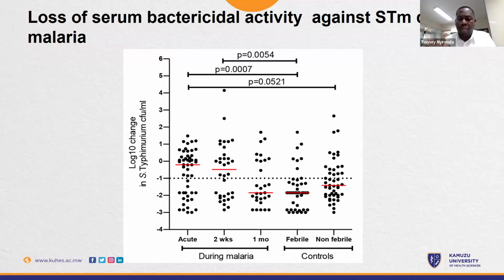So what we had here: non-malarial fever, and then those that had no fever at all, so they are just healthy ones. And these, to a certain extent in terms of the median, were comparable to 1 month down the line.